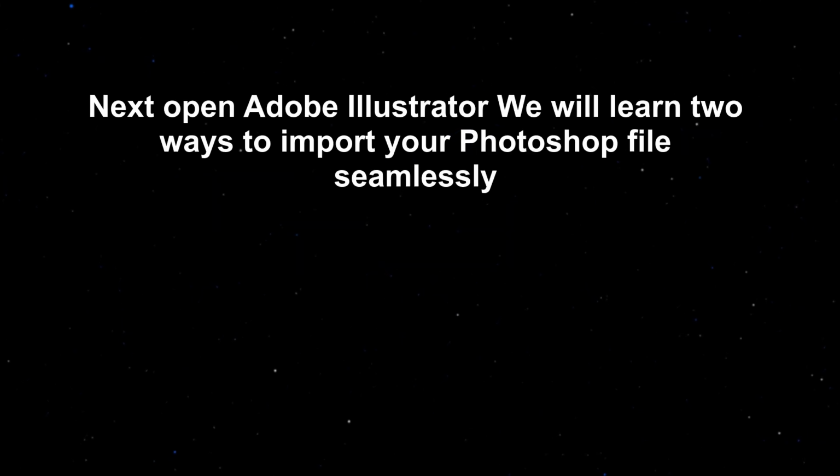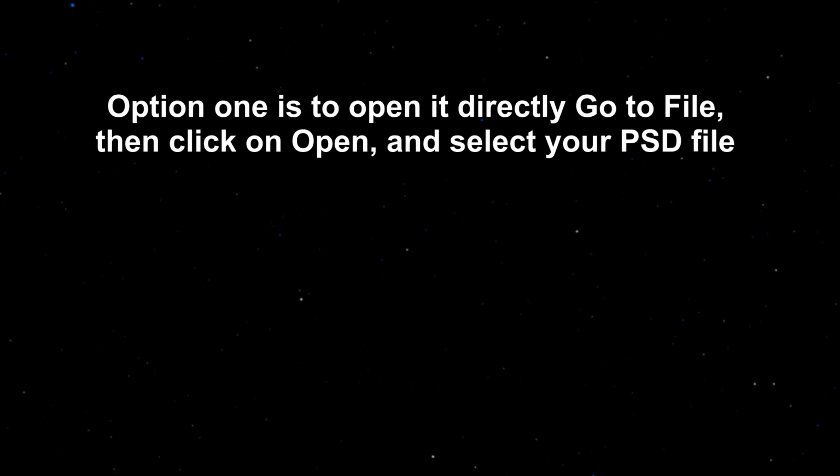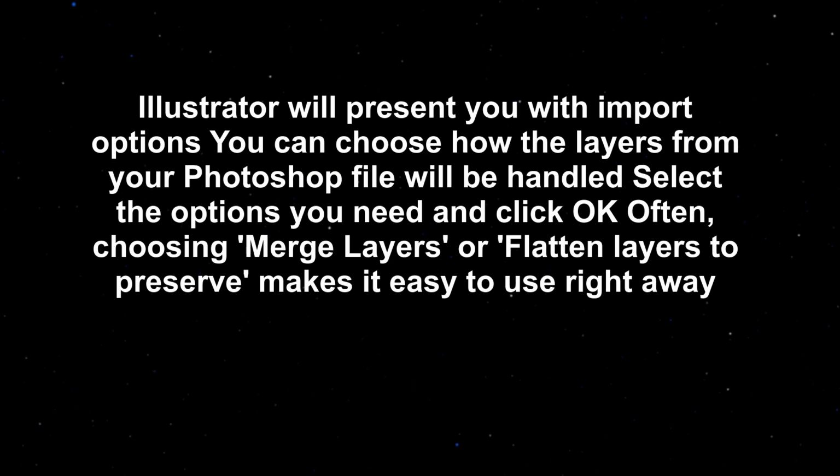Next, open Adobe Illustrator. You will learn two ways to import your Photoshop file seamlessly. Option 1 is to open it directly. Go to File, then click on Open, and select your PSD file. Illustrator will present you with import options. You can choose how the layers from your Photoshop file will be handled. Select the options you need, and click OK.